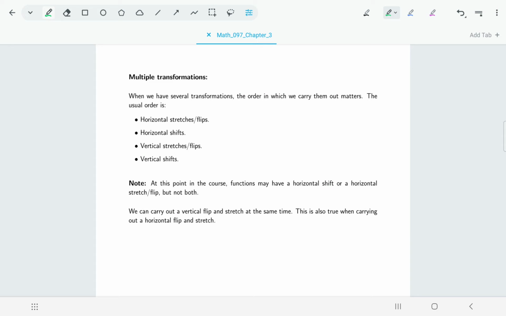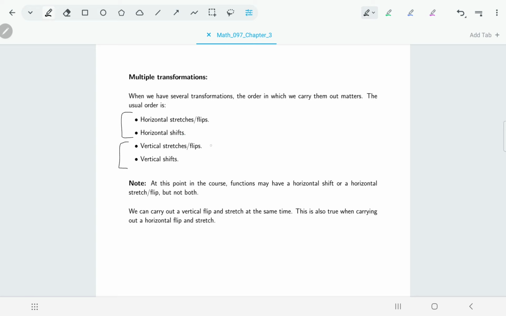Welcome back. In the next part of this lecture, we're going to be talking about applying more than one transformation to a basic shape. When we do, we have to keep in mind the order in which these transformations need to be carried out. When I do them, I prefer to do my horizontal transformations first and then my vertical transformations afterwards. You could switch that order up if you wanted, doing vertical things first and then horizontal things after. The one thing that you can't change is the order in which we do stretches and shifts.